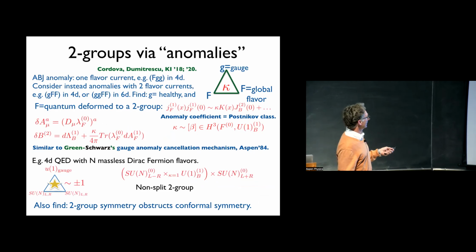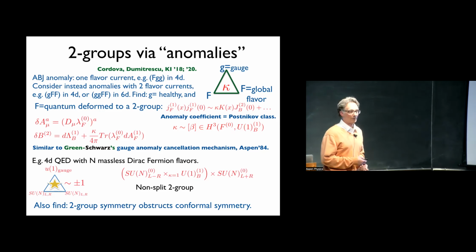We looked at something slightly different from the ABJ anomaly. The ABJ anomaly had one flavor current and two gauge currents. So we looked at a case where there are two flavor currents and one gauge current. Or in six dimensions, we could look at flavor currents and two gauge currents. So the difference from the ABJ anomaly is that the ABJ anomaly had just one flavor current, and here we have two.